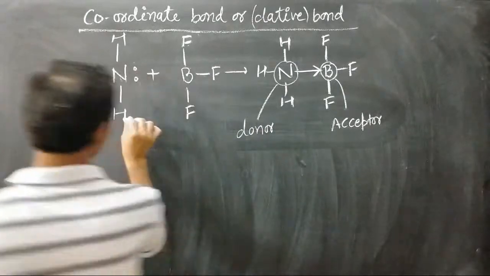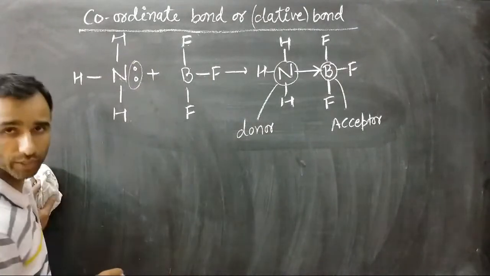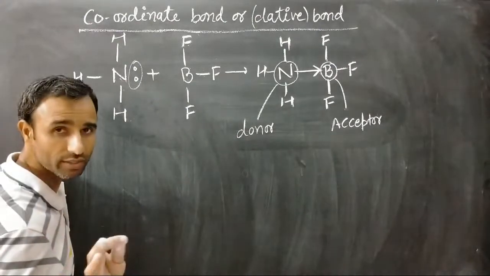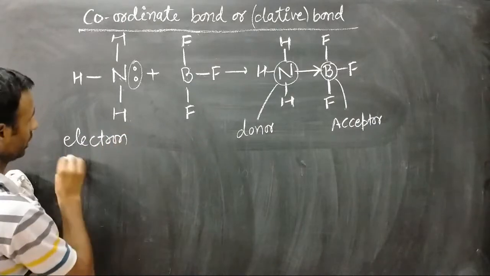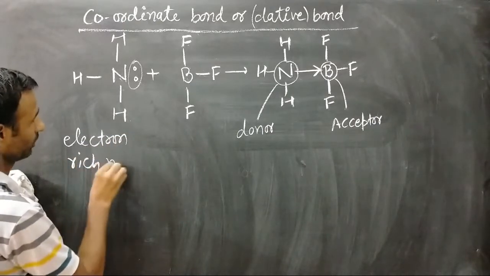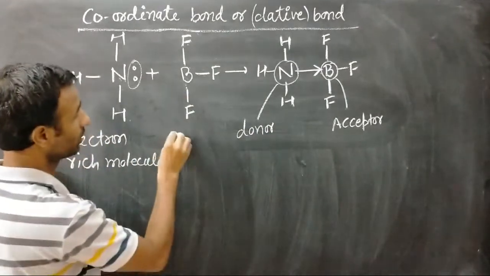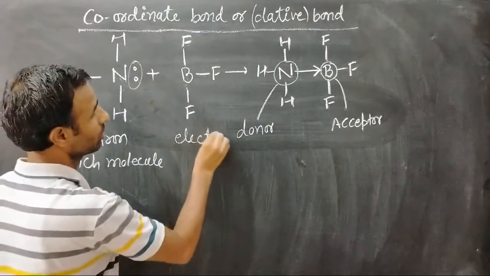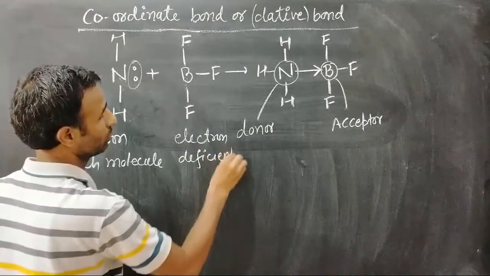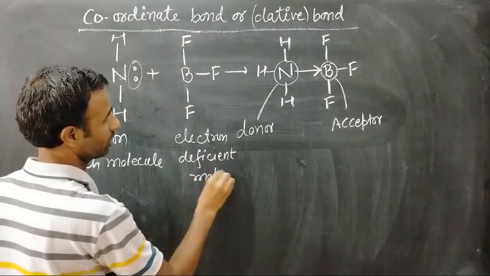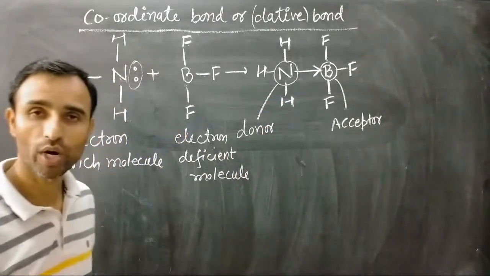Such a molecule having an unshared pair and a complete octet is called an electron rich molecule, and one which has less than 8 electrons is called an electron deficient molecule, and such a bond is called a dative bond or coordinate bond.